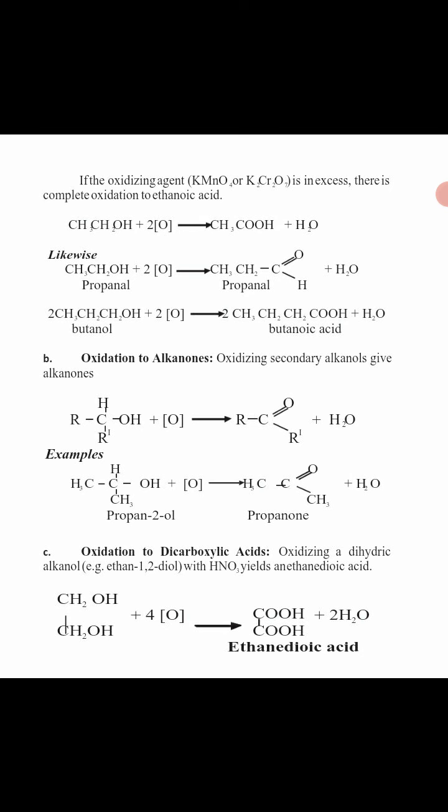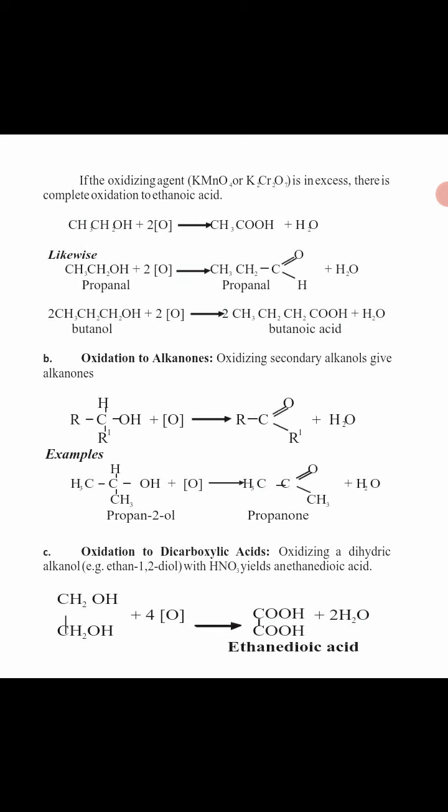If you look at it, what do you have? You have two carbons, CH3COOH. That's ethanoic acid. So that's an oxidation of a primary alkanol to ethanoic acid. Why? Initially, I said when you oxidize a primary alkanol, you should have an alkanal, or an aldehyde.